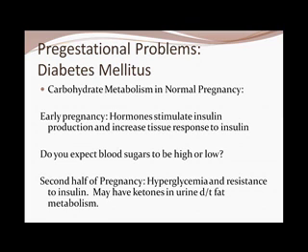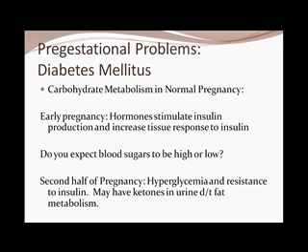Early in pregnancy, hormones, including progesterone and estrogen, increase stimulation of insulin production and increase tissue response to insulin. So what kind of blood sugar levels do you expect if there's more insulin being produced and if the tissue is more responsive to it? We would expect to see lower blood sugars in early pregnancy.